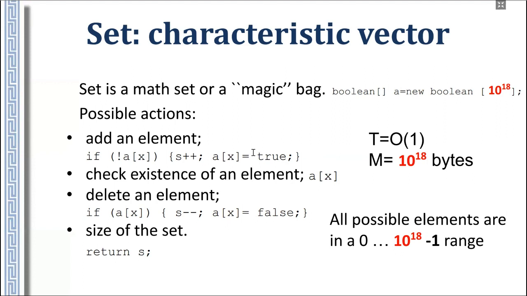But what happens if the possible values range is too big? For example, we want to have a set of longs, integers up to 10 to the 18. It can be a set of strings or classes, and in that case, the range is very big. And in that case, time is okay; it is constant, but memory is too much. It's unbelievably big memory. That's why we should do something with it.